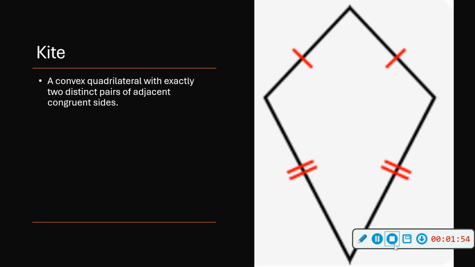A kite, that's a convex quadrilateral with exactly 2 distinct pairs of adjacent congruent sides. So notice the 2 sides next to each other at the top and the 2 sides next to each other at the bottom are congruent to one another.